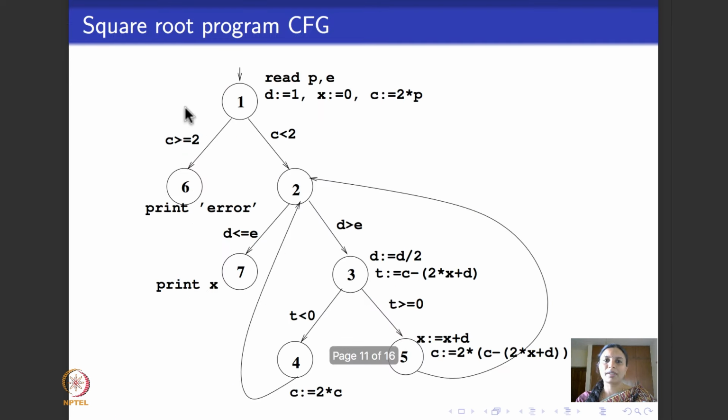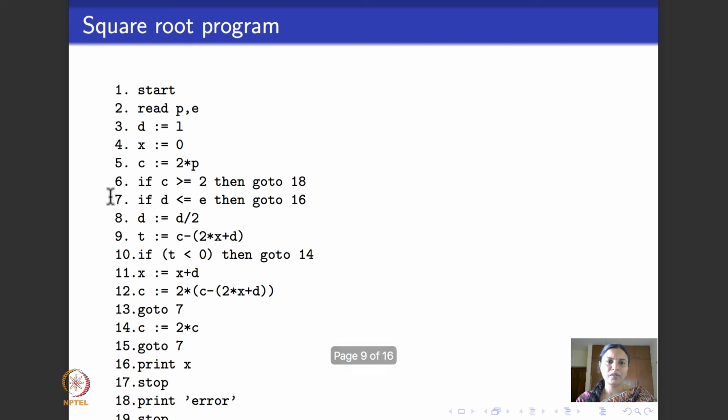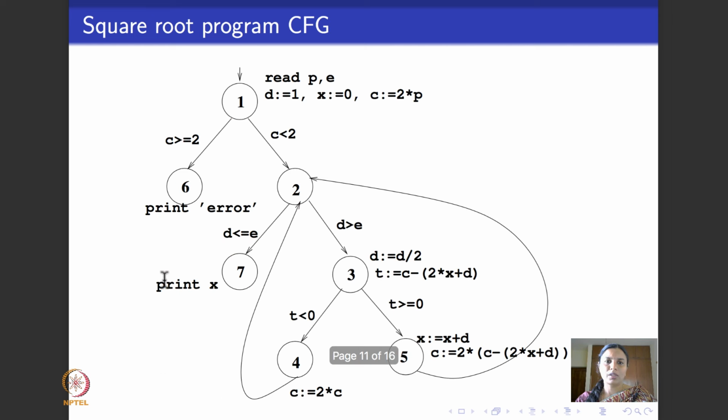And it also represents the decision. If the if statement turns out to be true, that is if c is greater than or equal to 2, go to 18. 18 says print error. So in the CFG, you go to some node, call it 6, as per the convention that I had given you to do in the question, which is labeled with the statement print error.